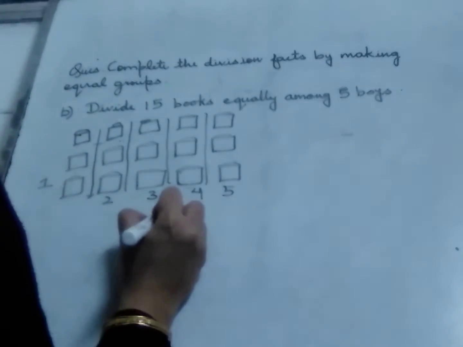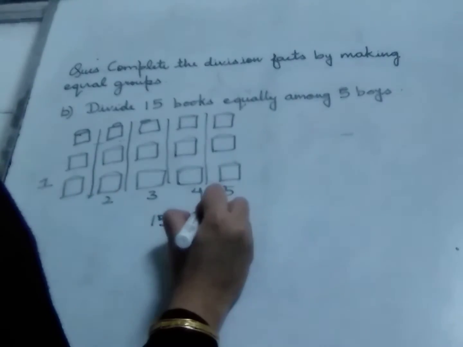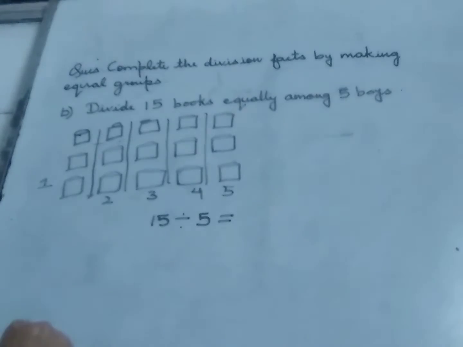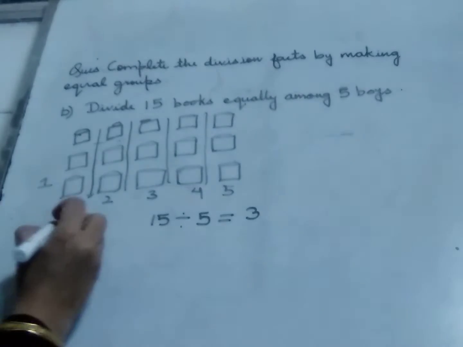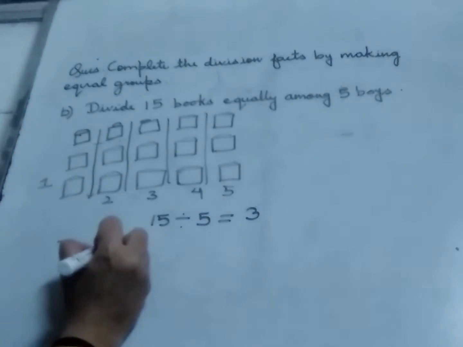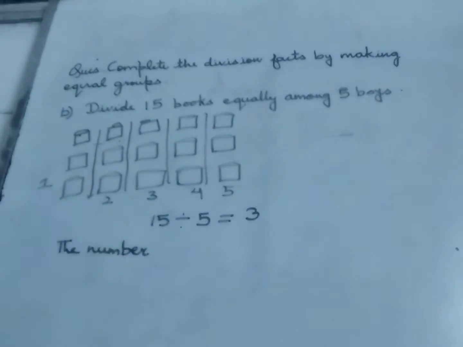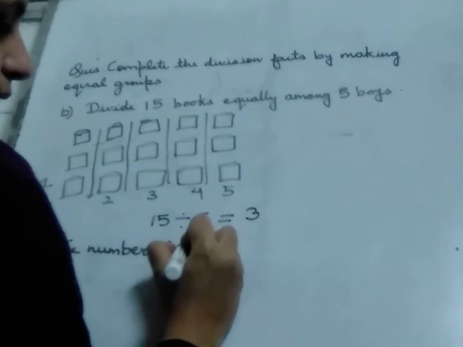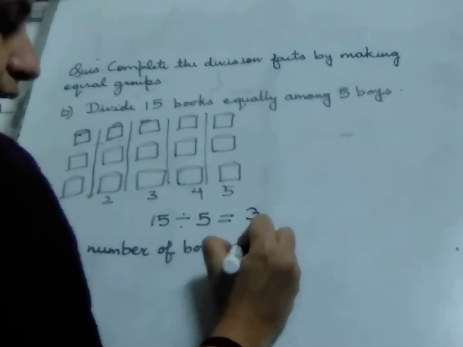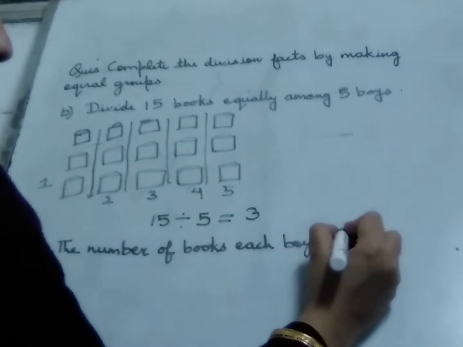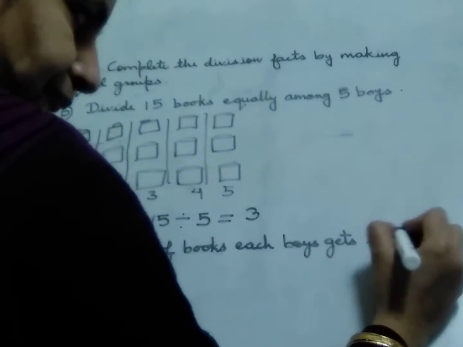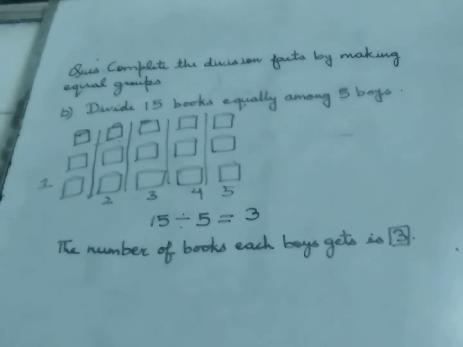So we can write it as 15 books will be shared equally among 5 boys and each boy will get 3 books. 15 divided by 5 is equal to 3 is a division statement here, and you can write the answer as the number of books each boy gets is 3. Okay, let's come to the next question.